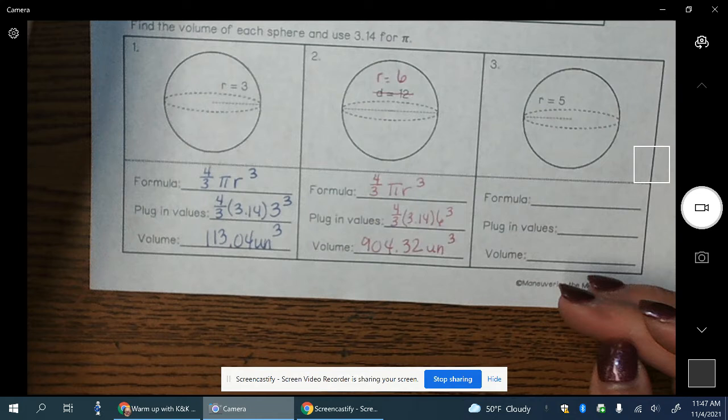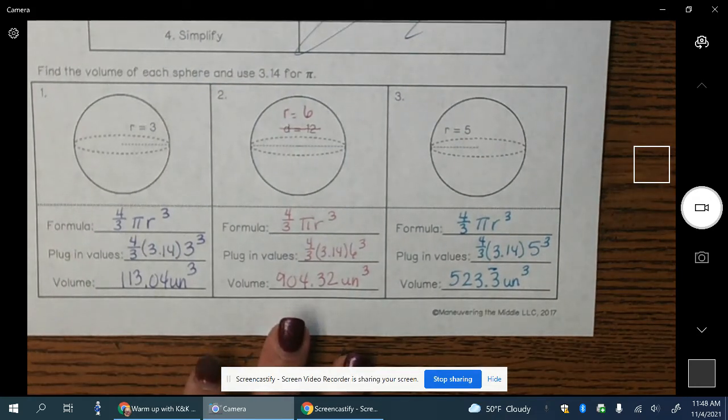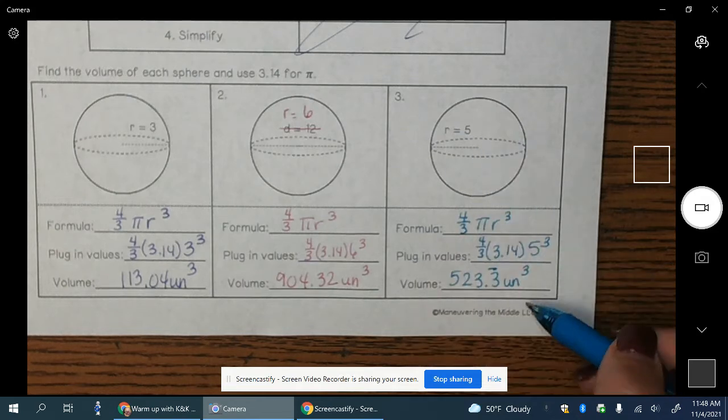Okay, Brooklyn, what did you get? 523.3 repeating. Yes. Okay, everybody okay with this? Units cubed, good. How do we know what unit? If it doesn't tell you, you just put U in for units.